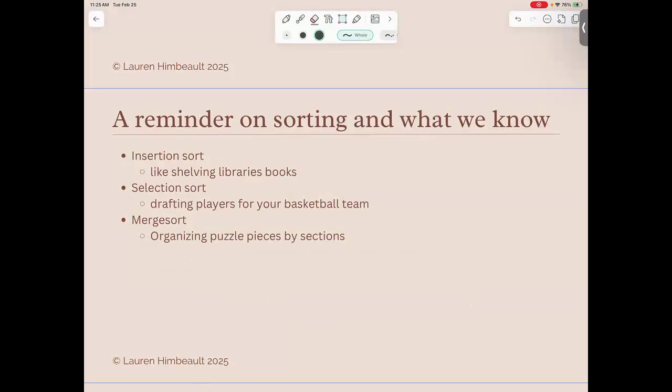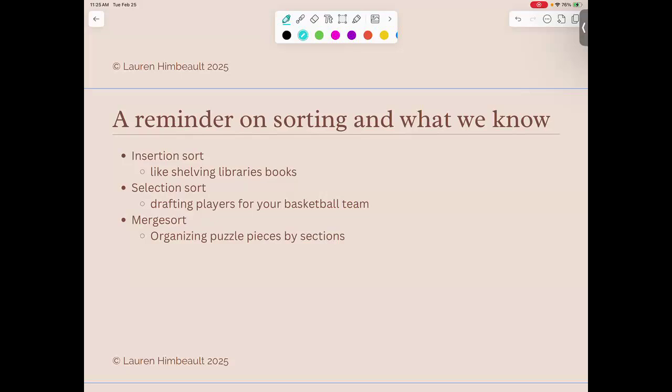Next is the selection sort, and the selection sort is kind of like when you are drafting basketball players for your team or whatever. So first you pick your top pick, and then your second pick, and your third pick. And as you're building out your team of basketball players, the pool of unsorted players gets smaller, and the pool of desired players that you've selected in the order of which you've selected them continues to grow.